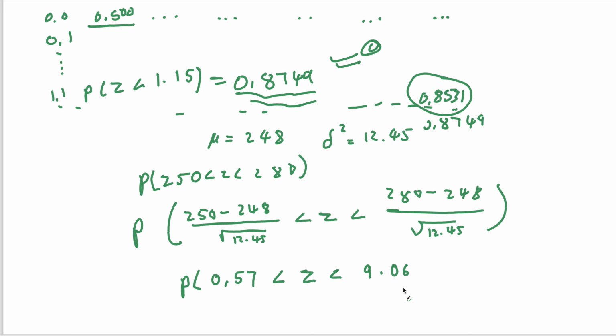Let me just write it as 9.07 again. Our table only goes up to 3 point something. So we can't really find it for 9. However, in your question, they will never give you such a high number. So you just have to look at that.